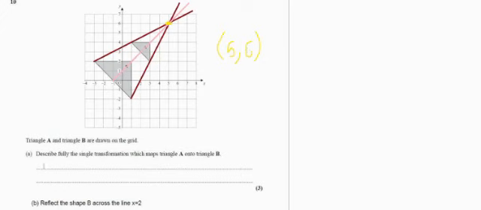Now let's write the answer. So shape A is enlarged by scale factor 2 by point 5 and 6. So here's the answer.